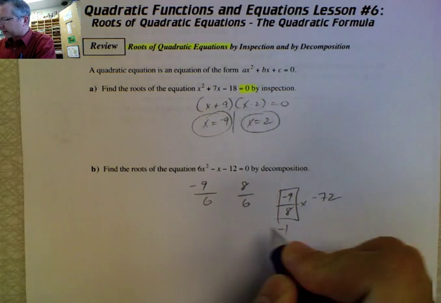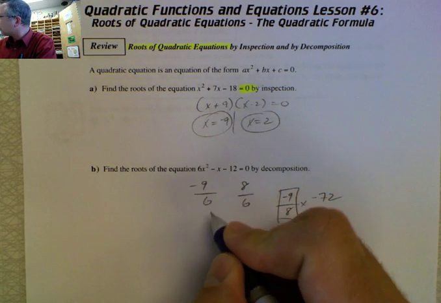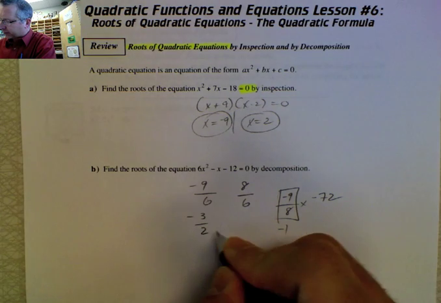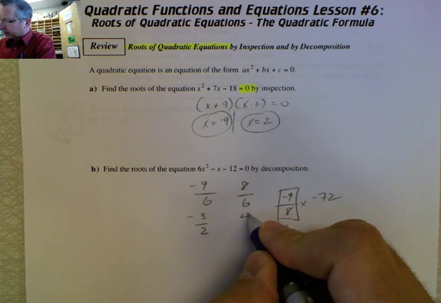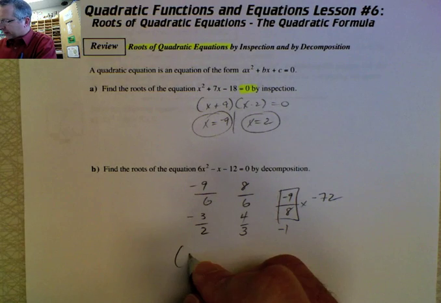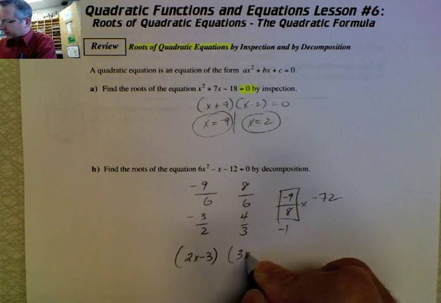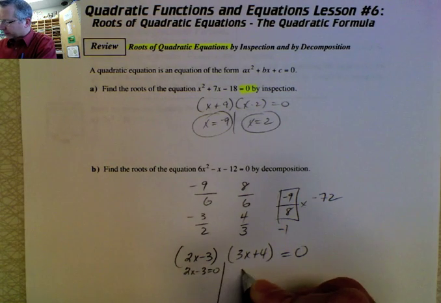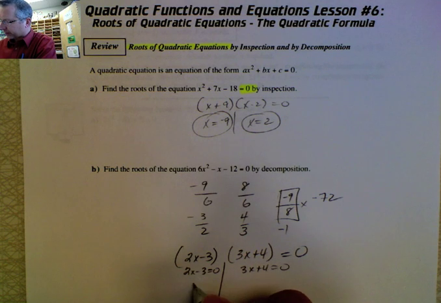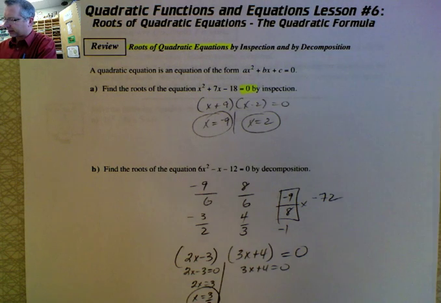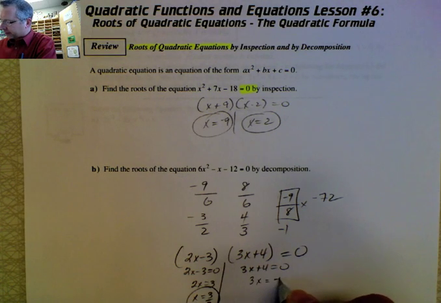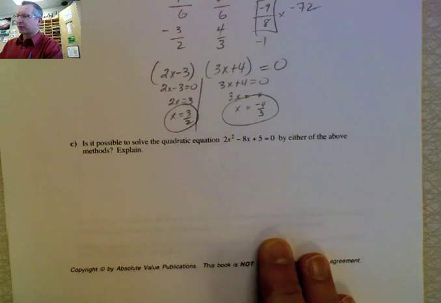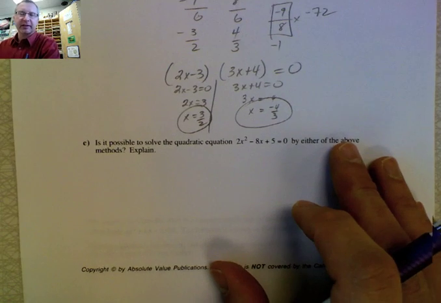So we have negative 9 and positive 8, and we divide each of these by 6, and now we're going to simplify. We divide by 3 here, and we get negative 3 over 2. We divide by 2 here, and we get 4 over 3. So our factors are 2x minus 3 and 3x plus 4. That's still equal to 0. Now we equate each factor to 0 and solve for x. The left-hand side gives us an x-intercept of 3/2. The right side gives us an x-intercept of negative 4/3. So those are pretty standard. We've seen questions like that before.